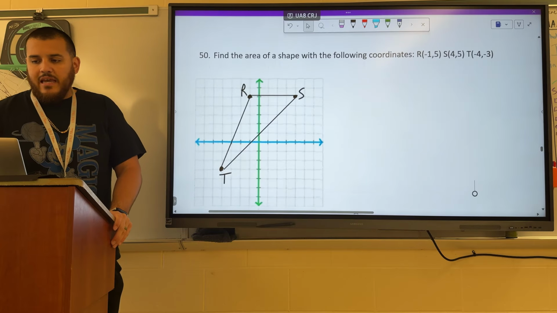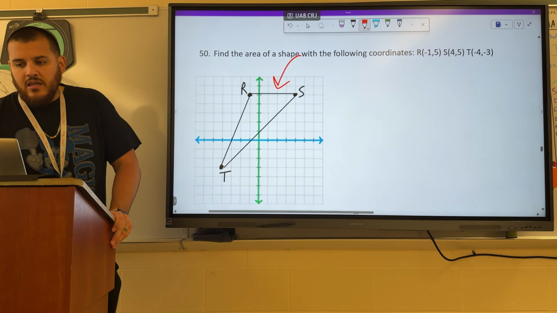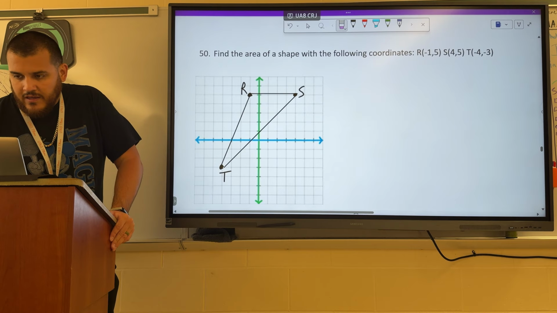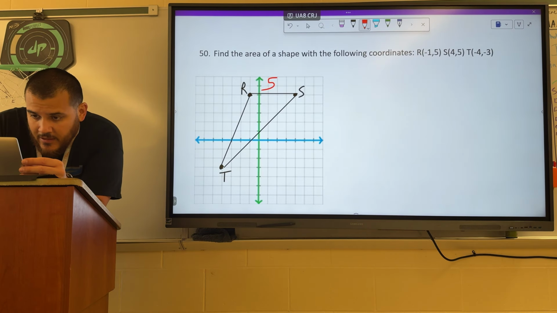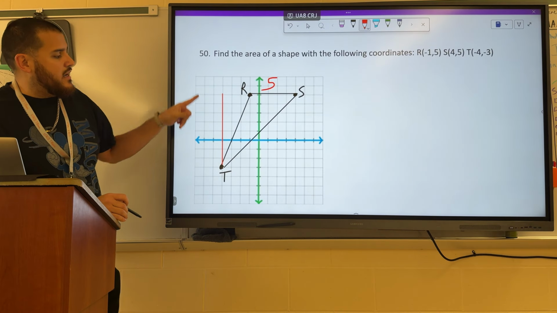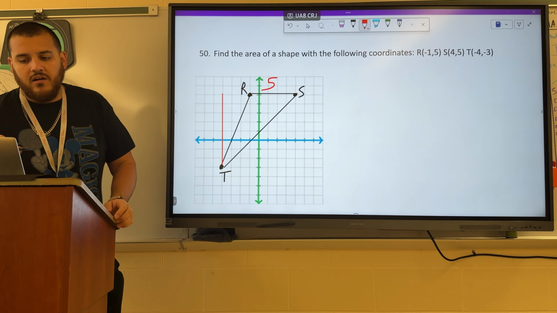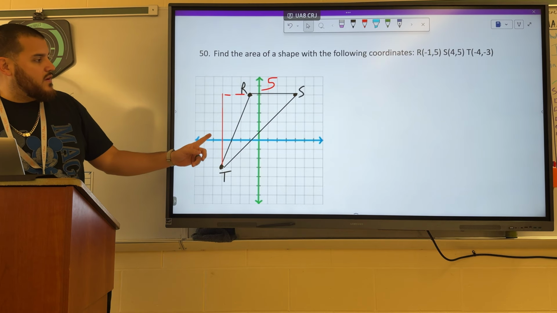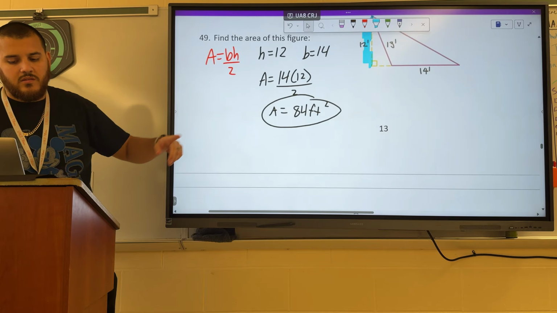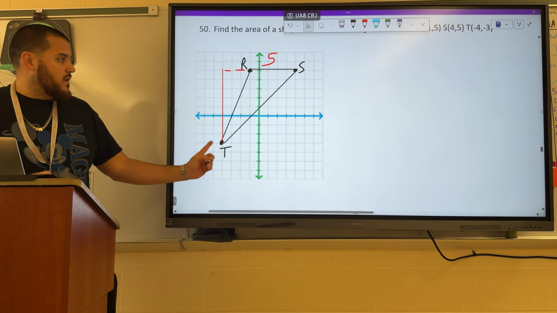So I can take this countable side RS and use it as my base, and if I count the distance across there, I'm gonna get 5. And then this segment that I'm drawing right here from T to level with side RS can represent the height of this triangle. And hopefully you recognize what I've drawn here is very similar to what we saw in this prior example. So again, this would be our height.